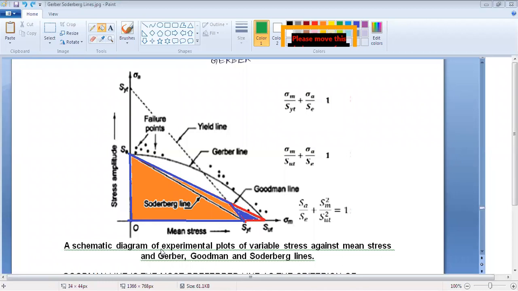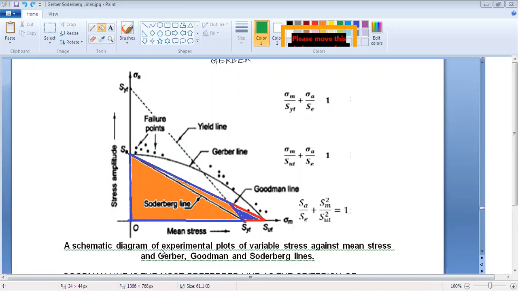See, I have drawn this also. So this is now SYT. This point SE to SUT, a straight line, point AB will be part of the Goodman line, and DC will be the SYT 45-degree line. So now our modified safe region will be O, A, B, C.